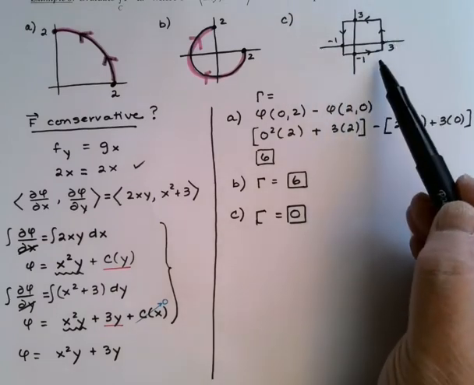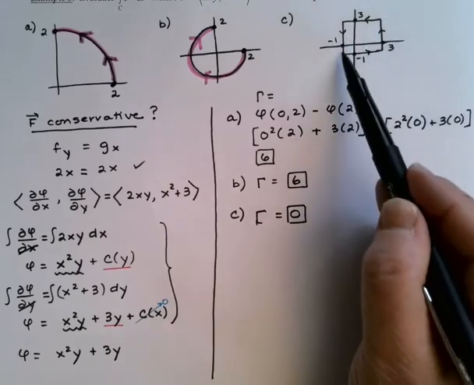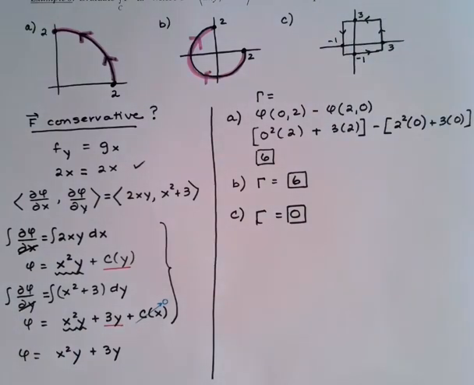If I had to do this problem by parameterization, I would have 4 separate paths. I'd have to parameterize all 4 of them separately, calculate the line integral doing f dot r prime dt, and then add the 4 together. So that was a huge time savings in terms of being able to use this FTC. So there's example 3.